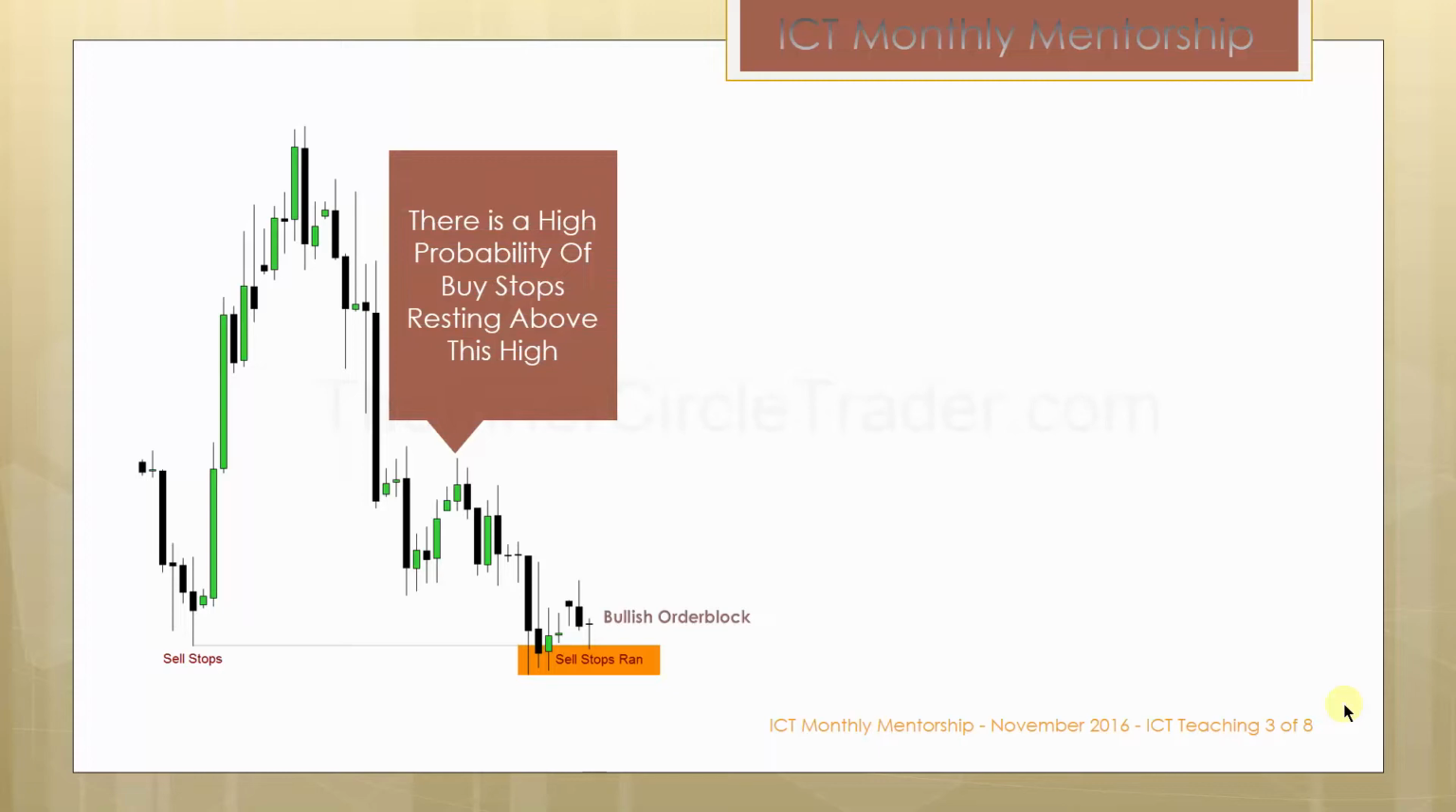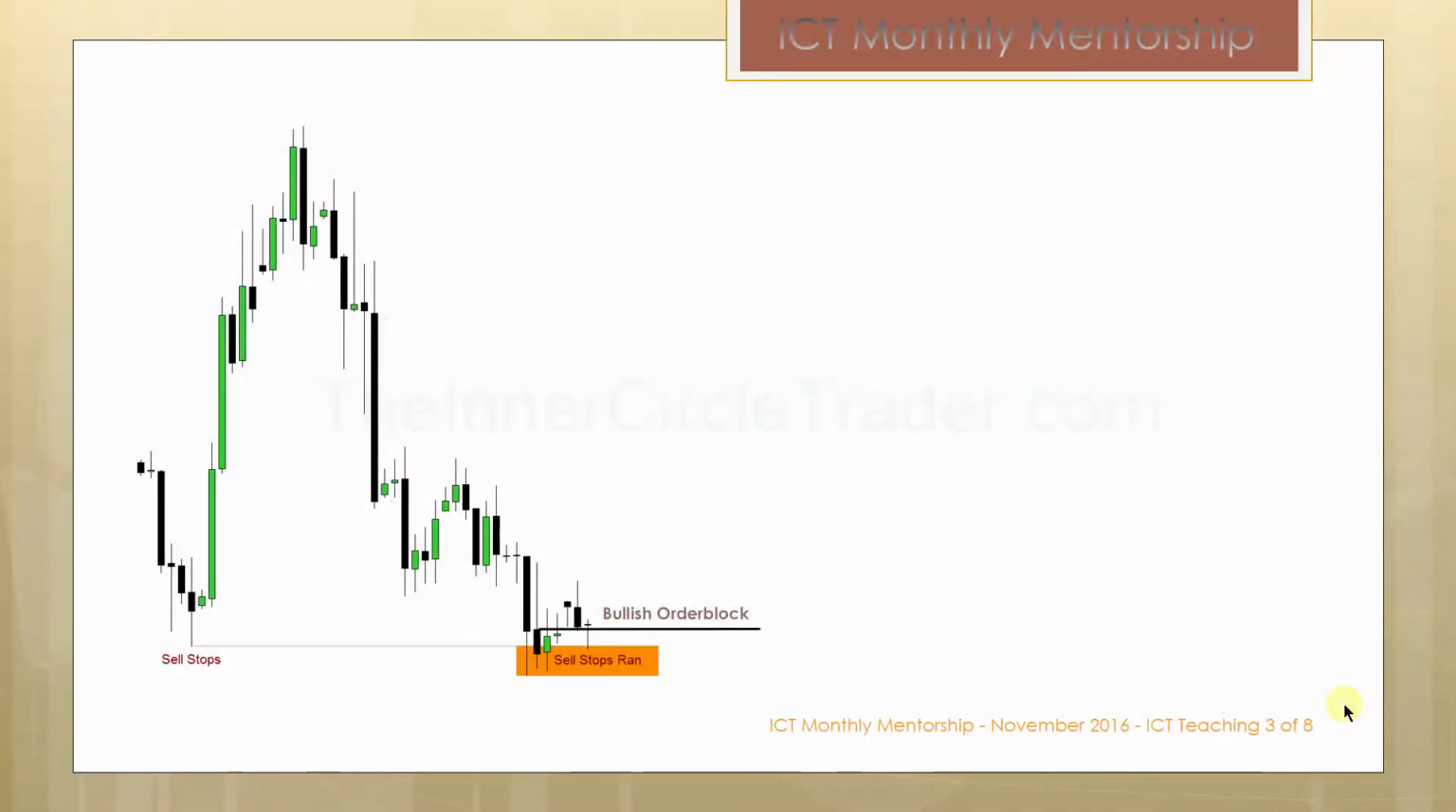Now, this old high here, obviously we know what's going to be resting above that. It's going to be buy stops. Well, we have a last down candle here. Price is now reaching into that right here. And it's also dipped one more time into that area right below this old low.